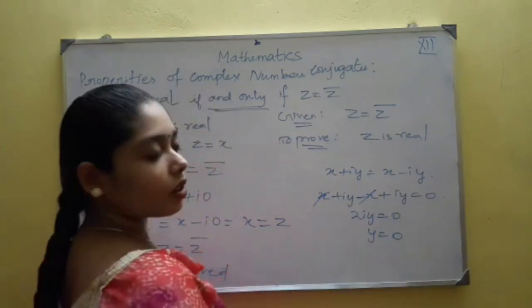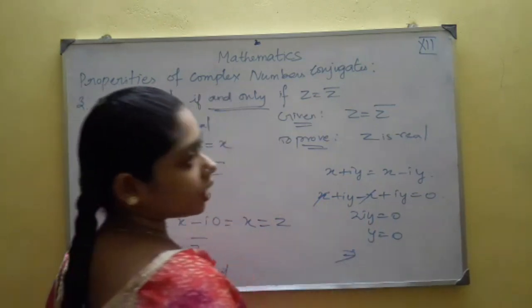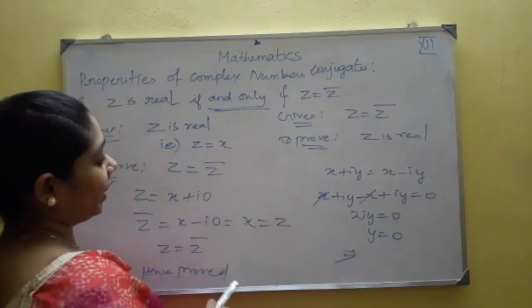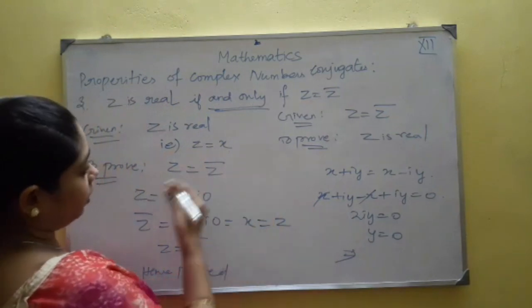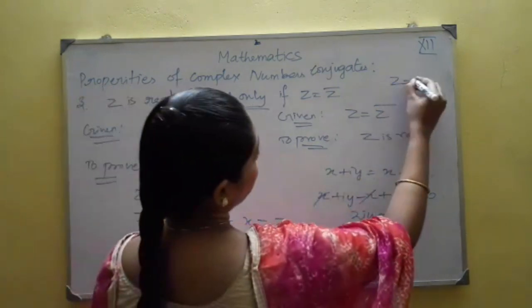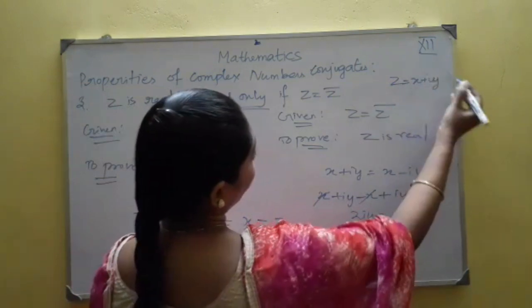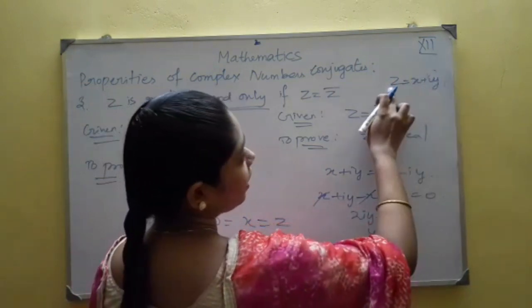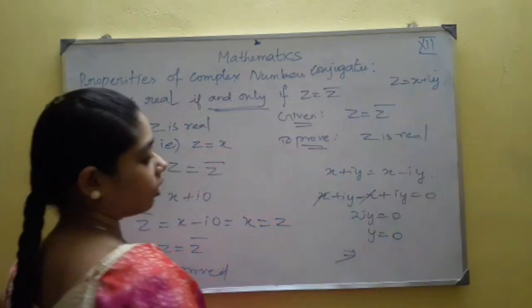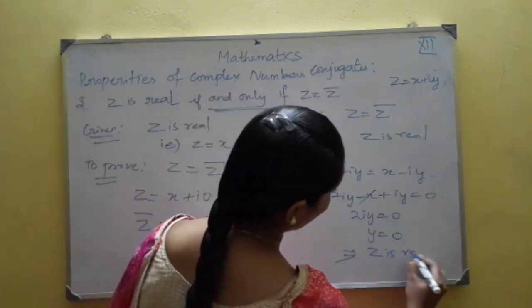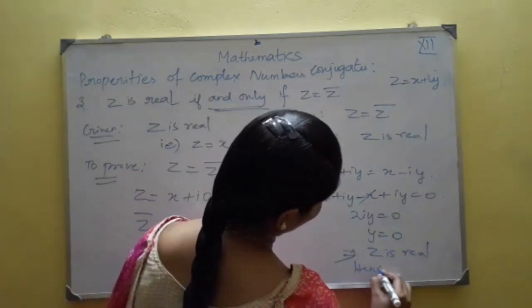What is meant by y is equal to 0? Whenever in a complex number y is equal to 0, see complex number is x plus iy. Whenever y is 0, then z is real, no? So which implies z is real. Hence proved.